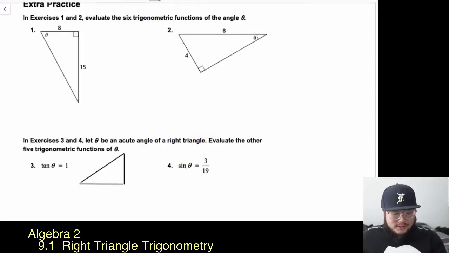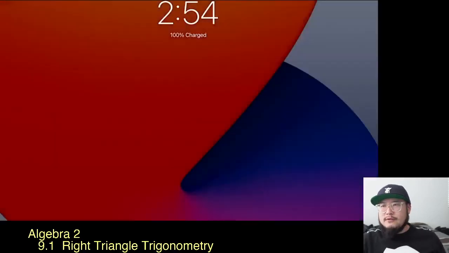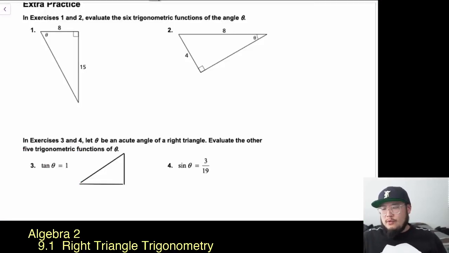So let's take a look at a few questions. First off, with question number 1, we're going to evaluate the 6 trigonometric functions. When they say to evaluate the 6 trig functions, that means make sure that we're solving for all the different ratios: sine, cosine, tangent, cosecant, secant, and cotangent. And then make sure no decimals and no radicals in the denominator. Okay, so let's take a look at this.